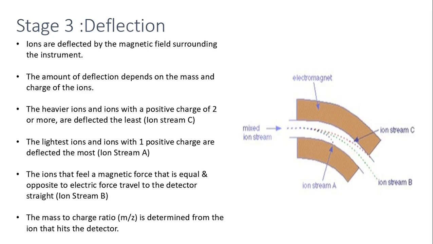Then coming to stage 3, that is deflection. Ions are deflected by the magnetic field surrounding the instrument, and the amount of deflection depends on the mass and charge of the ions.